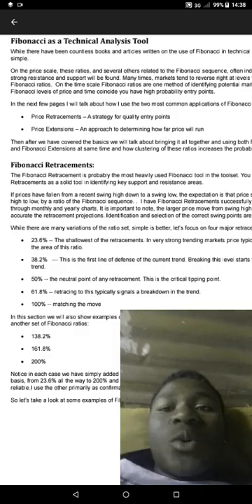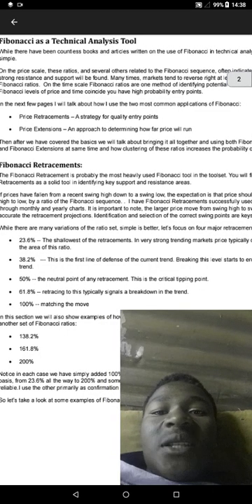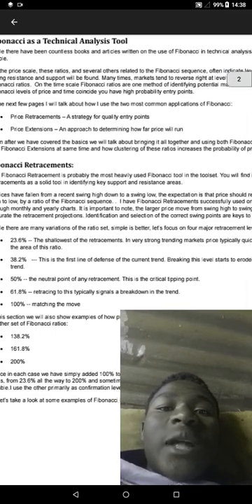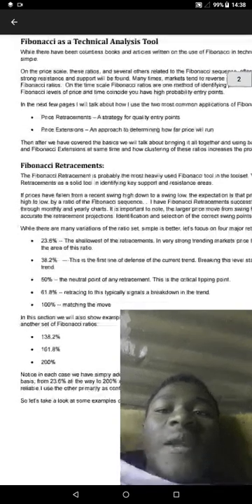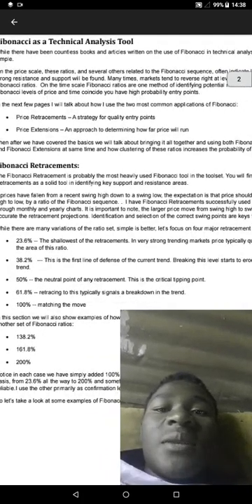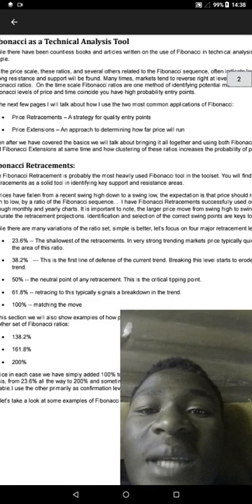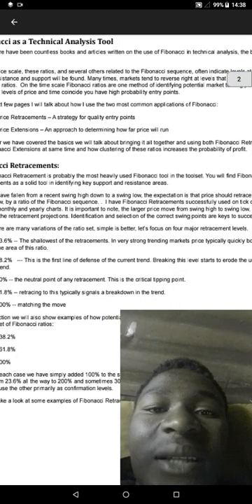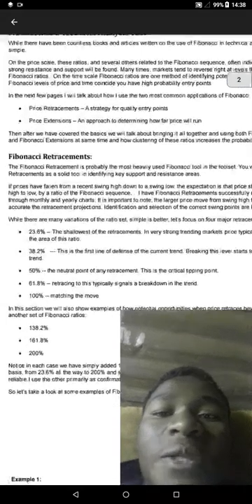Okay guys, let's proceed. After we have covered the basics, we will talk about bringing it all together and using both Fibonacci retracement and Fibonacci extension at the same time, and how the clustering of the ratios increases the probability of profit.